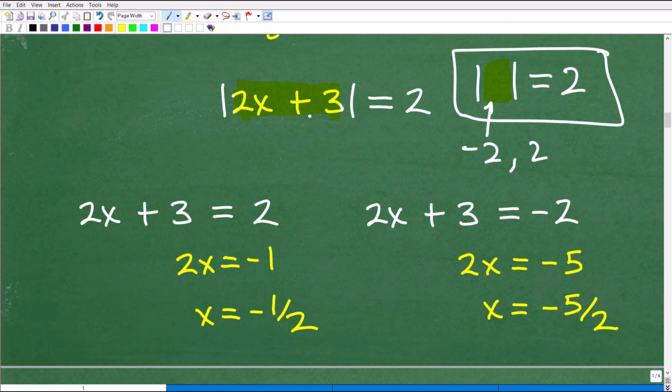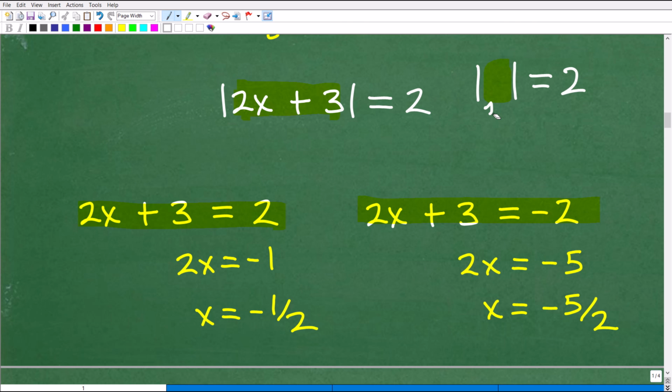So 2x plus 3 is really the numbers -2 and 2 incognito, right? It's trying to hide. It's trying to disguise itself as a number, but we know what the number is. We're like, 2x plus 3, we know you are either 2 or -2. Now of course math isn't some sort of game of hide and go seek, but we want to try to explain this stuff in a fun way.